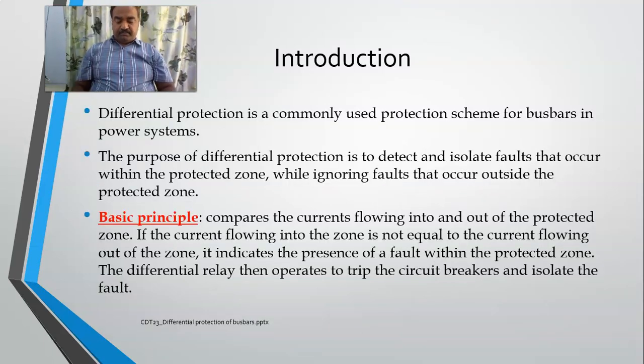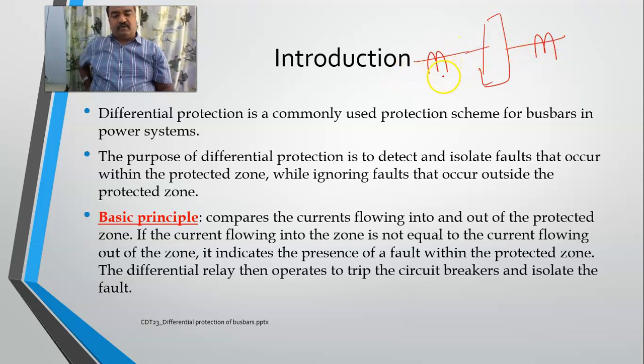For bus bars, even though overcurrent relays are extensively used, differential protection is one of the commonly used protection schemes. As already said, the basic principle involves, let us suppose this is the bus bar. This is the incoming, this is the outgoing, right? So both will be measured. But as already said, a bus bar will have too many connections. There might be so many incoming lines, so many outgoing lines, right? So in that case, how will you connect this?